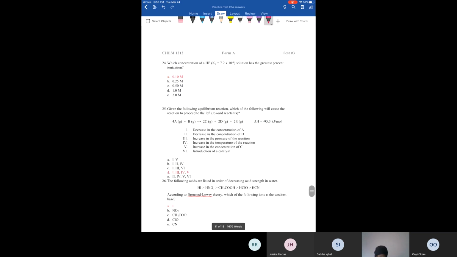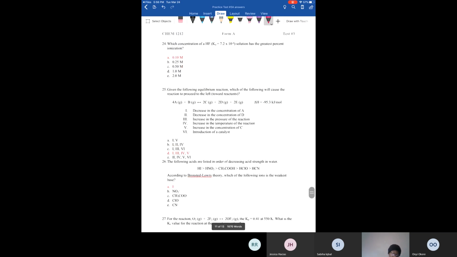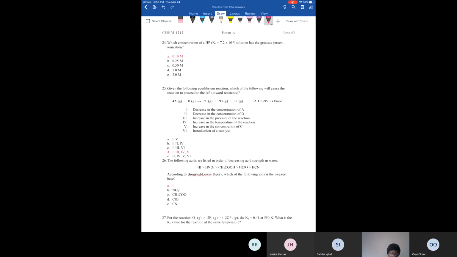Which concentration of HF has the greatest percent ionization? For this one, it's going to have the greatest percent ionization whichever one has the smallest concentration. And the reason why is because you could also rewrite your percent ionization as this.